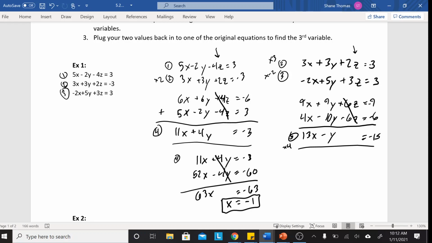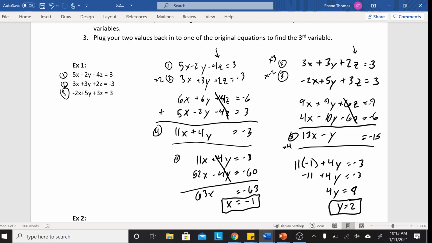I'm going to take this, plug it back into one of the two variable equations. So let's just go with 4. So I'm going to take equation 4: 11 times negative 1 plus 4y equals negative 3. So we're looking at negative 11 plus 4y equals negative 3. Add the 11 over. So 4y equals 8. Divide both sides by 4. Y is going to be 2. All right, so I got 2 out of 3.